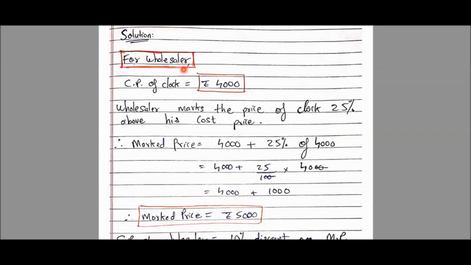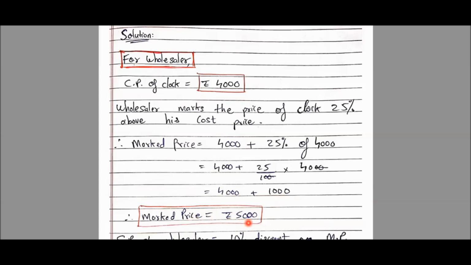Solution: for the wholesaler, the cost price is straight away given as 4,000. Now I have copied this statement straight away from the question. The wholesaler marks the price of the clock 25% above his cost price. ठीक है, तो mark price will be what? उसका cost price था 4,000, उसके ऊपर 25%. So 4,000 plus 25% of 4,000. So 4,000 plus 25 upon 100 into 4,000. Zeros cancel and it will be 4,000 plus 1,000. So the marked price is 5,000.